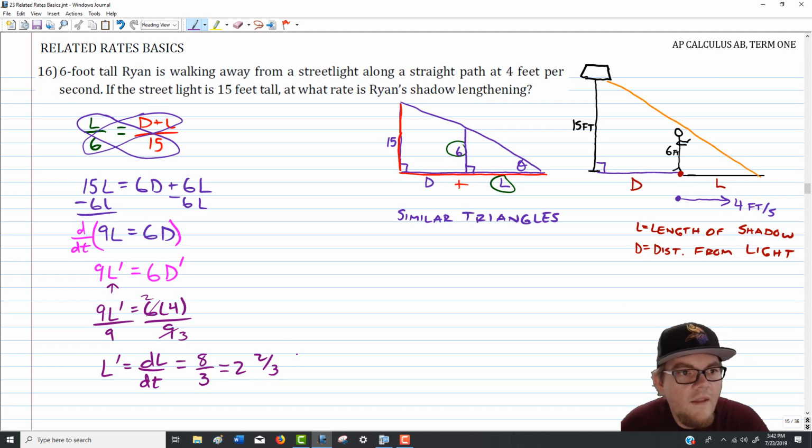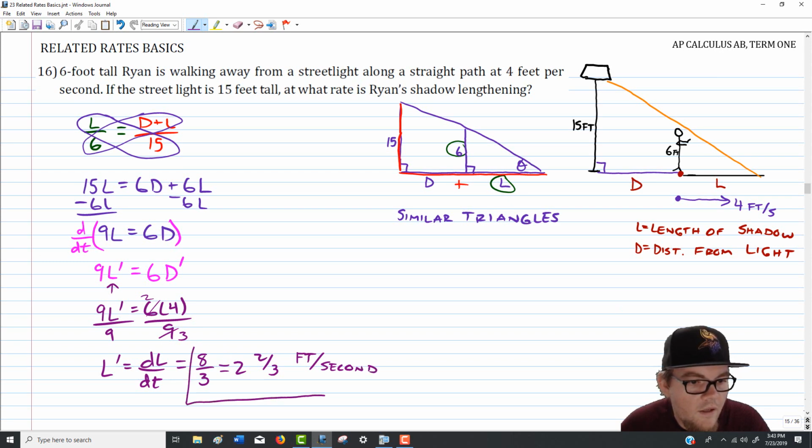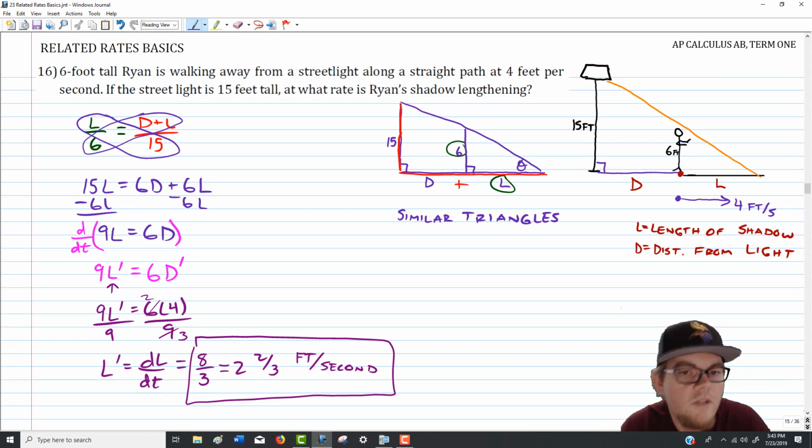And then as far as units, we're talking about how fast the shadow's length is changing. That would be measured in length units per time, which in our case would be feet per second. There it is, 2/3 of the way from 2 to 3. So it's not moving very fast, and obviously if you've ever walked with a shadow casting out in front of you, you see it doesn't grow that fast, but it is growing for sure, thanks to the presence of those streetlights.